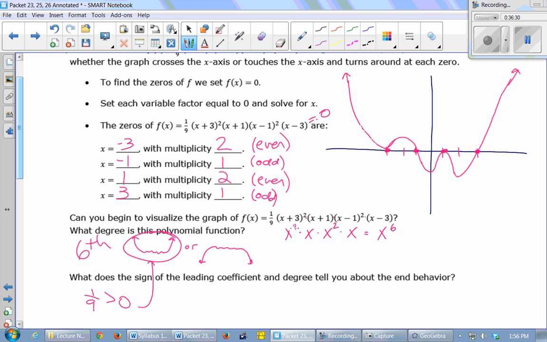This is the general shape of the graph. We don't know exactly how high or low these turning points happen at or where they happen, but that's sort of the general gist of what that graph looks like.